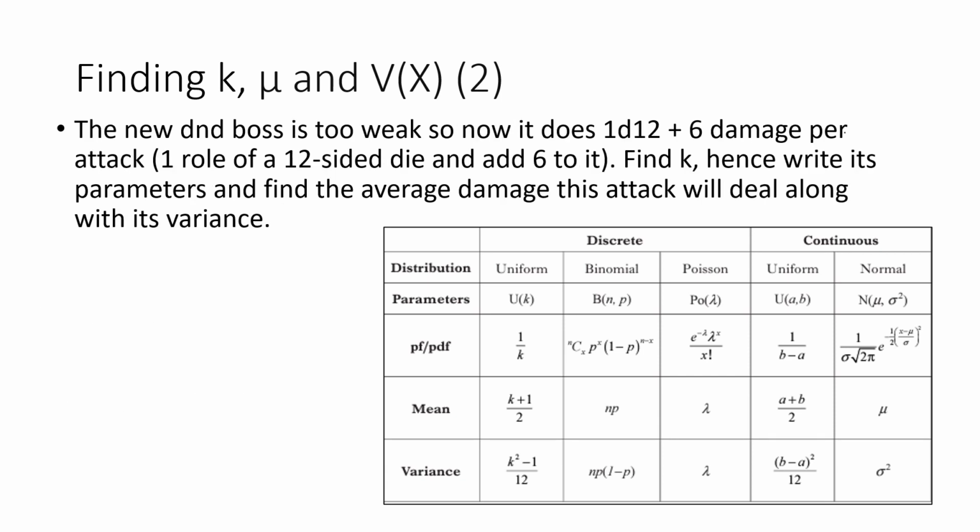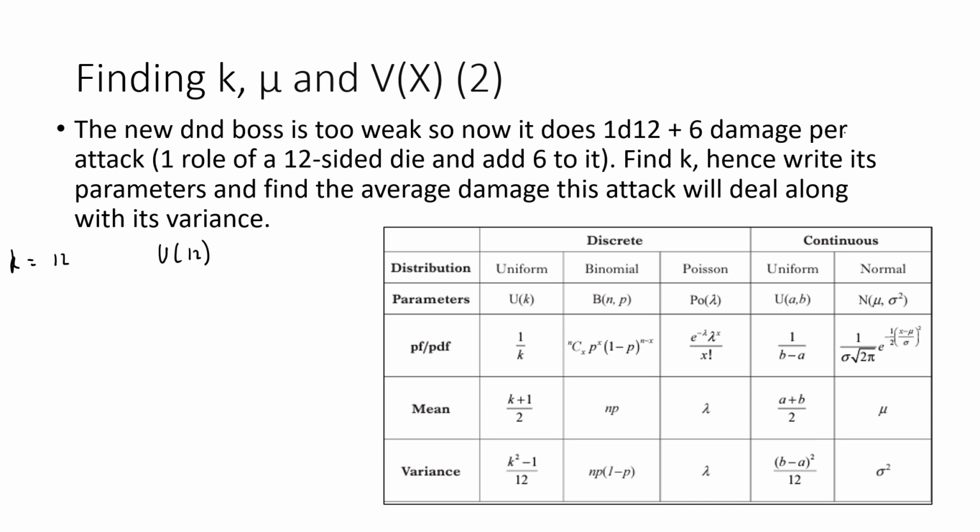Slightly altered question. The new D&D boss is too weak, so now it does 1d12 plus 6 damage per attack. One roll of a 12-sided die and add 6 to it. Find k, hence write its parameters, and find the average damage this attack will deal along with its variance. So let's find k first. It's still a 1d12, so there's 12 possible outcomes, so k is 12. That means the parameters are also U 12.